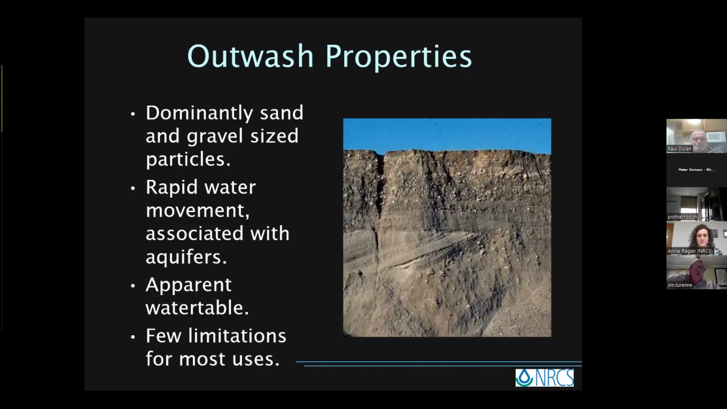So when we look at glacial outwash, we see that it's got stratified layers of sand, gravel, mostly sand, maybe a little bit of silt, but pretty much predominantly sand. They tend to have very rapid water movement. So they're associated with aquifers, and they don't have those perched water tables. They're also kind of the soils that have very few limitations for most uses. So they tend to be the first developed in an area, but they also tend to be the best for agriculture. So there's always a battle for glacial outwash land.